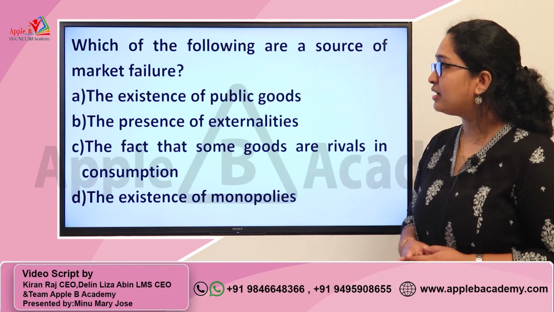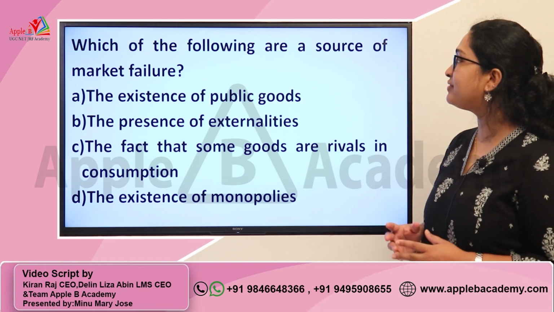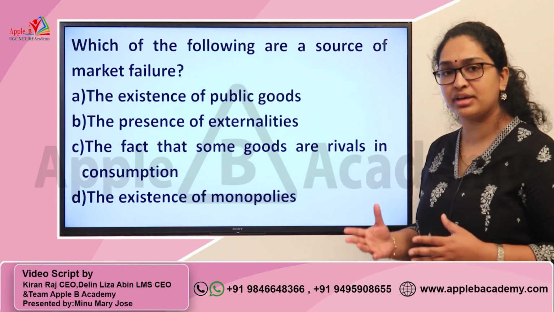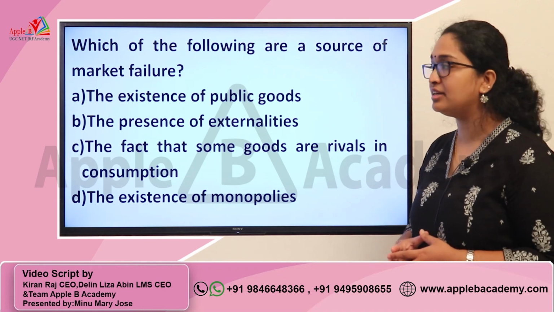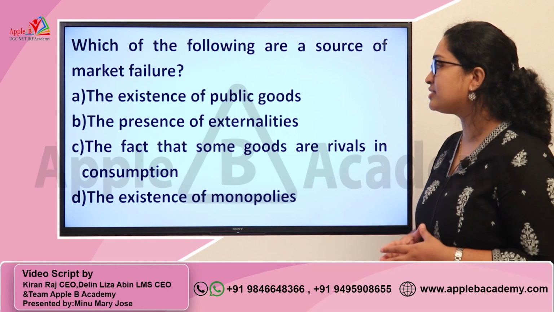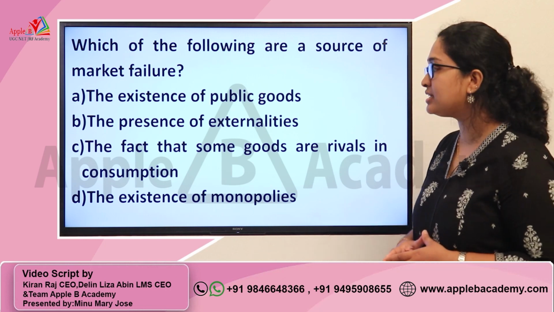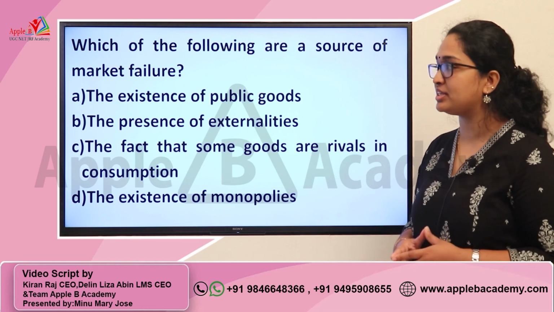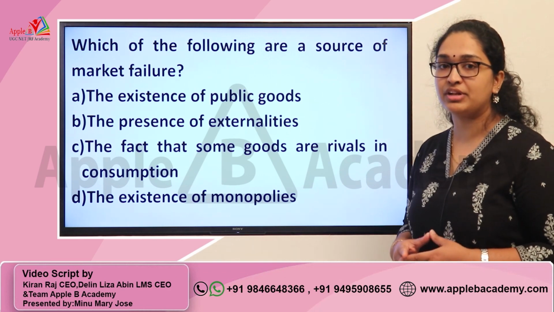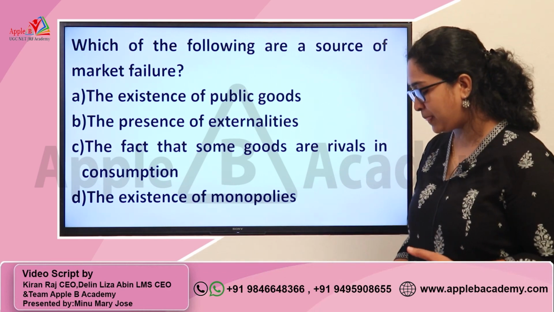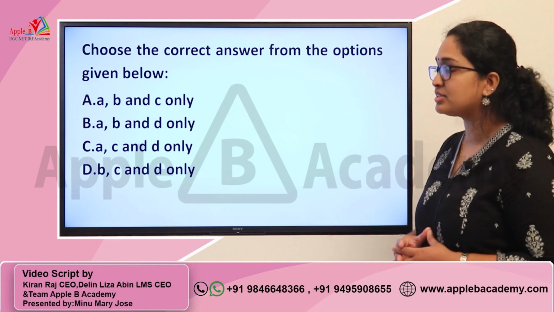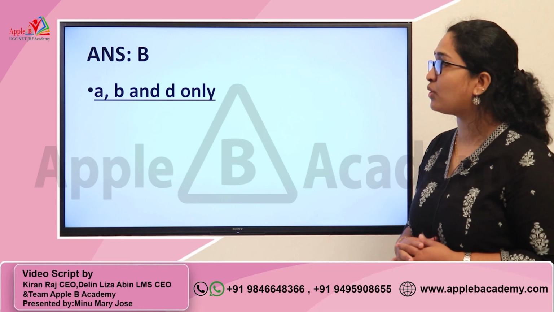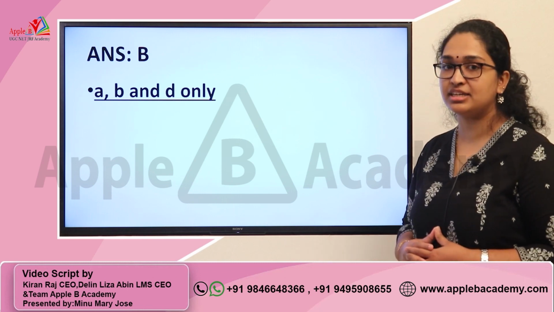Okay. Now we have the next question, which is which one of the following are a source of market failure? So this is also a question from public economics, commonly asked question again. The different options are the existence of public goods, the presence of externalities, the fact that some goods are rivals in consumption, the existence of monopolies. So which of these will lead to market failure? Different set of options are given, and from that we can easily choose the answer, that is option B, A, B and D only.